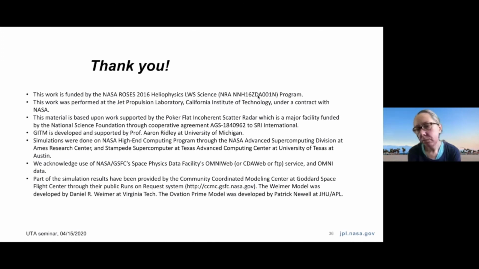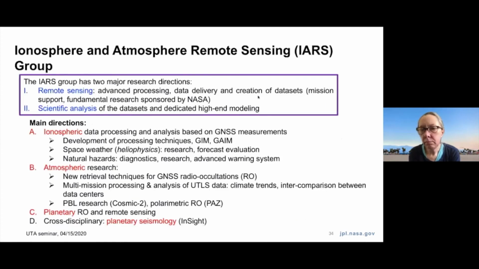We have another question from Dr. Deng. She says GIM, but I'm not sure she means GITM there, is using a data assimilative technique to generate the global TEC map, correct? I'm sorry, I was not clear on that. I mentioned everything together.